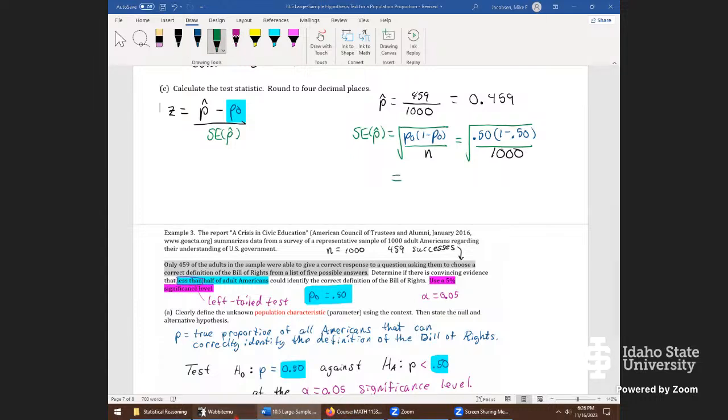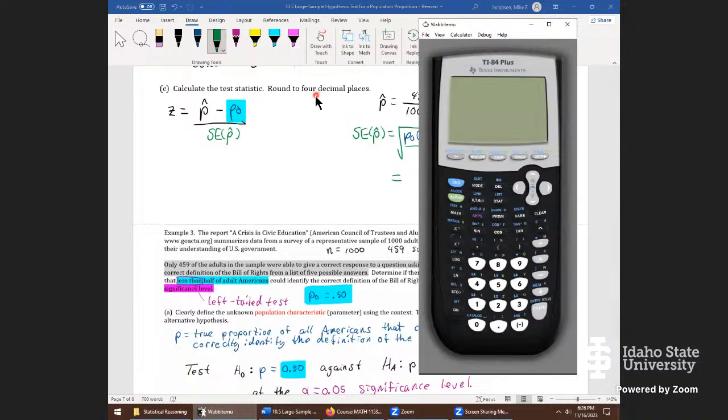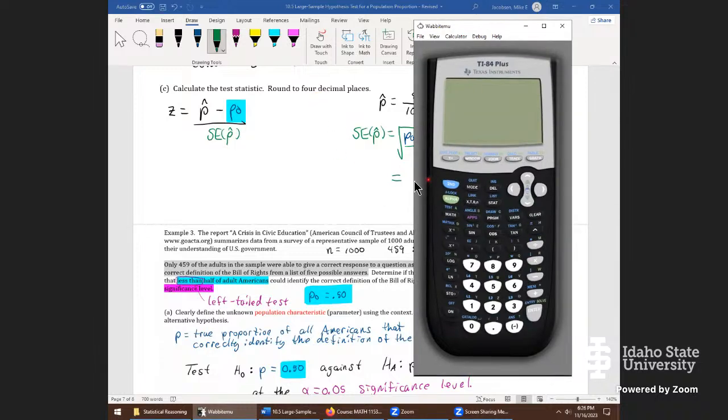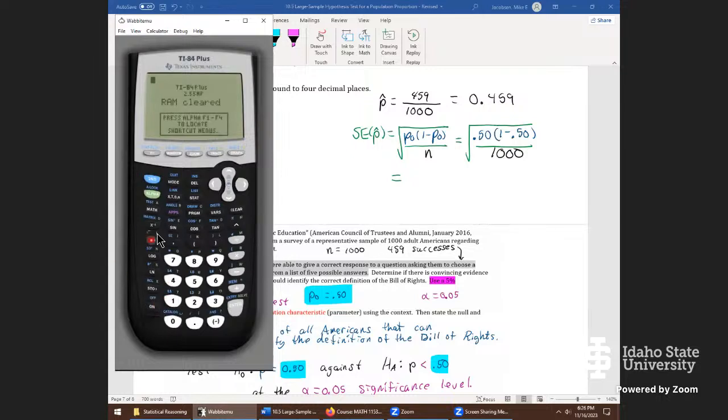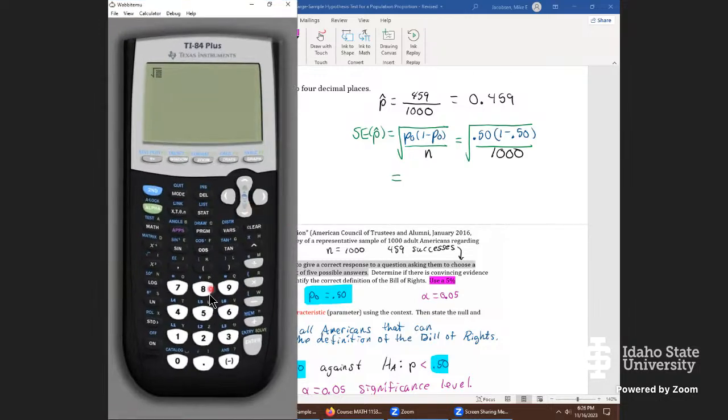And finally, we're ready to get our approximation. I'll go for 5 decimal places and just round the final answer z down to 4. So we have the square root to start it out, then 0.50, 1 minus 0.50, divide by 1,000, and that's our quantity there for standard error. I've got 0.01581. Does that look all right to folks so far? Great, let's put that in, 0.01581.